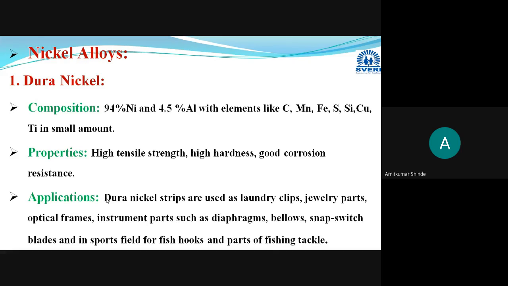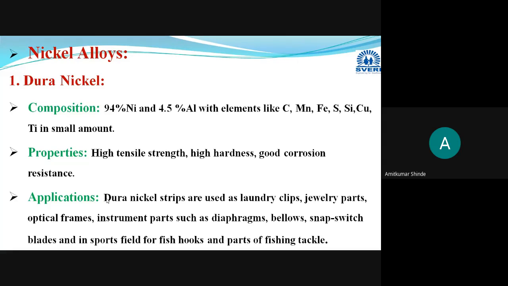We use optical frames which have white color, and those can be manufactured with the help of this Dura Nickel, which is also lighter in weight due to the addition of aluminum. And it will look a little bit attractive. Then different instrument parts, such as diaphragms, bellows, and snap switch blades. Then in sports, fish hooks, and parts of different fishing tackles.